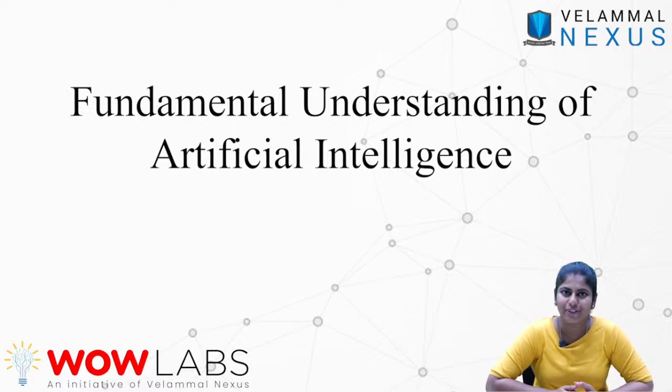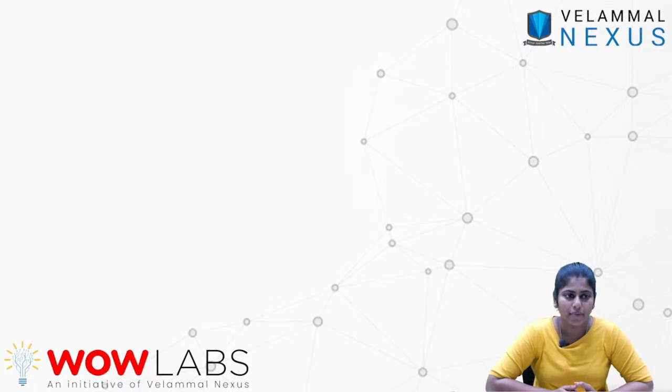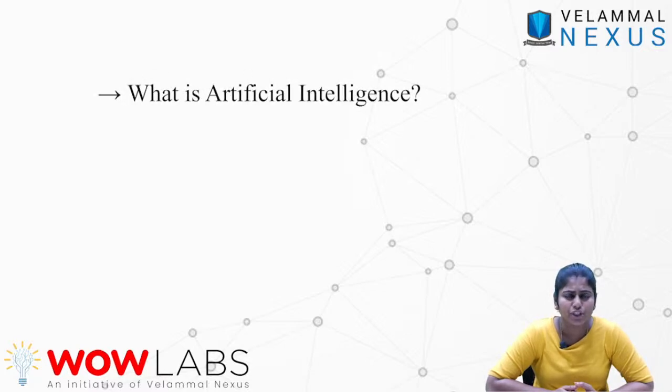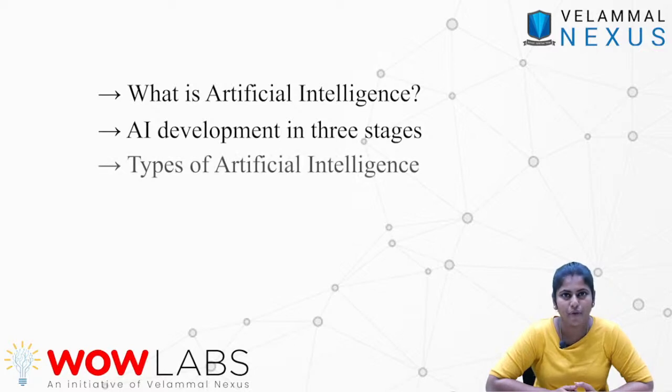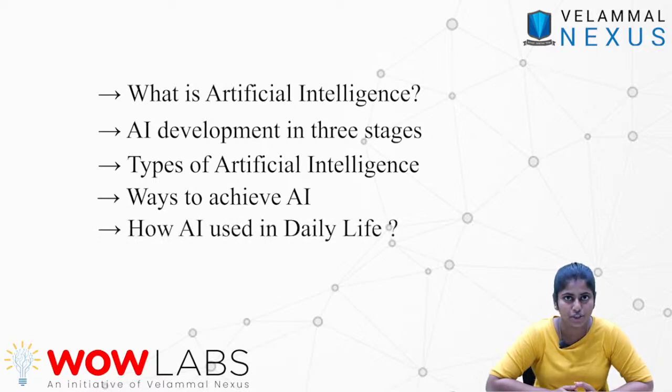Okay, let's go through the content. The table of contents today is: what is artificial intelligence? The next topic is AI development's 3 stages and what they are. The third is the types of artificial intelligence, and the fourth is how many ways there are to achieve AI. And finally, we are going to see how artificial intelligence is used in day-to-day life. Let's go to this course.